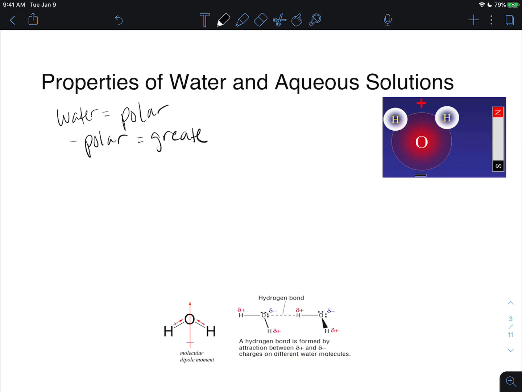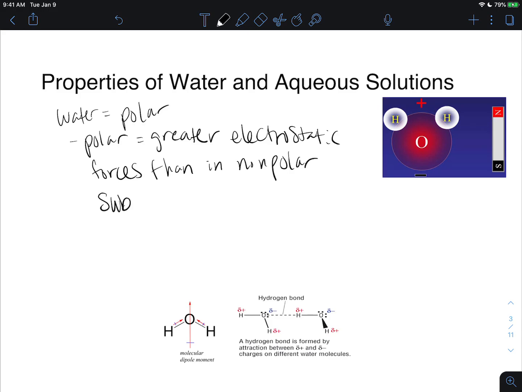electrostatic forces than in nonpolar substances. Specifically, we have partial charges. And those partial charges are going to like other partial charges, or they're going to like full charges, and they're going to be attracted or repelled by those charges.